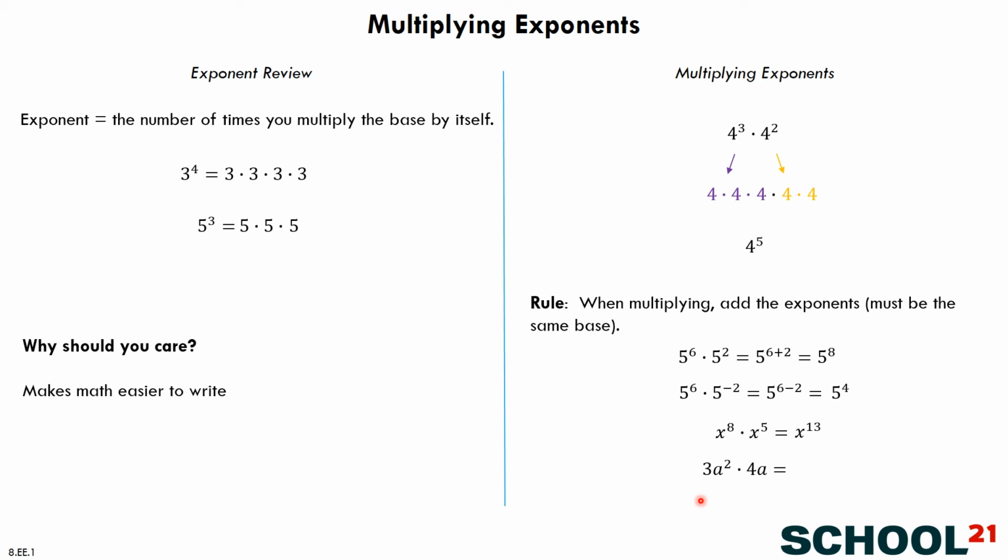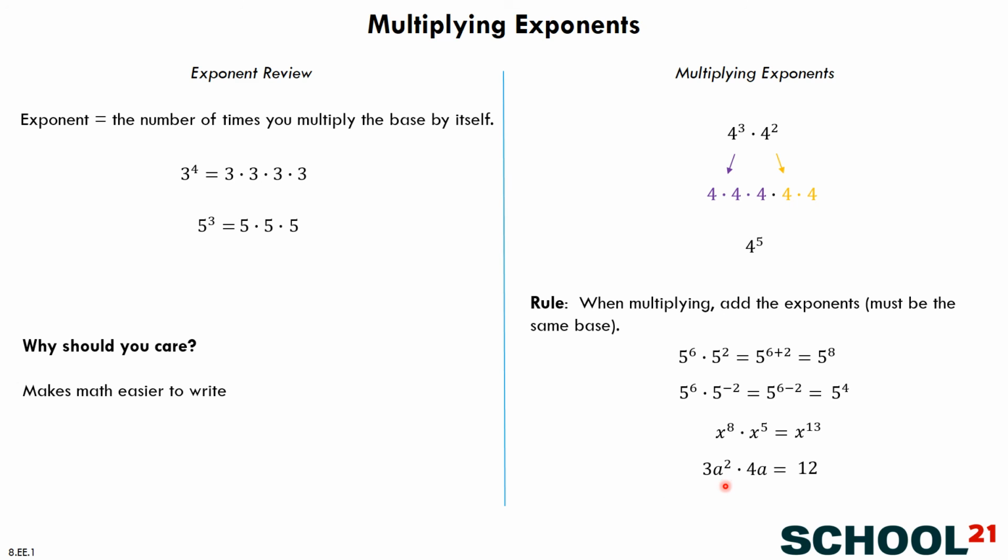Now here we have 3a squared times 4a. So with the exponents that have the same base, there's a couple of tricky things going on here. One is there's some other numbers here. So what you want to do is look at the base and think of that as one thing and think of the numbers as the other thing. So let's just do the numbers. Luke, what's 3 times 4? 12. 12. So we can write that.